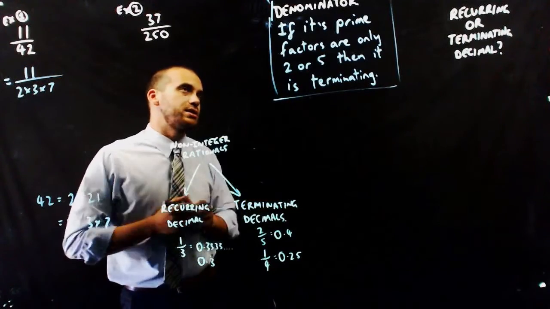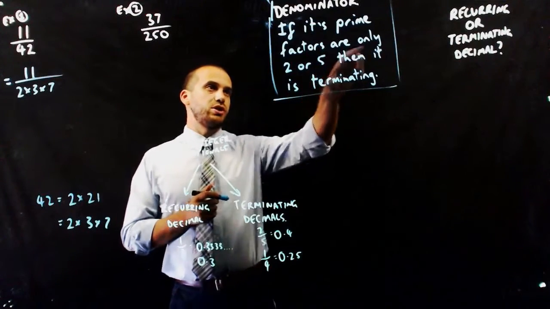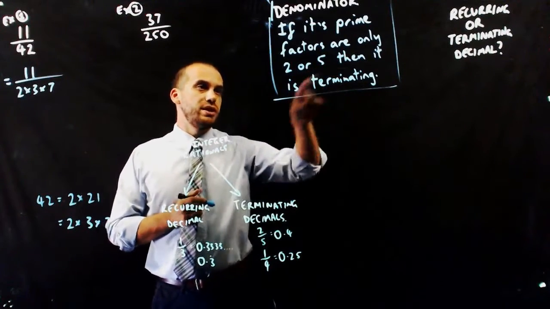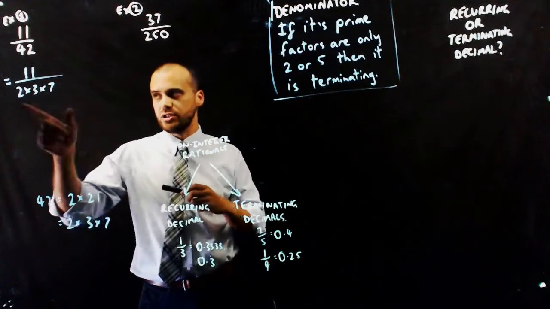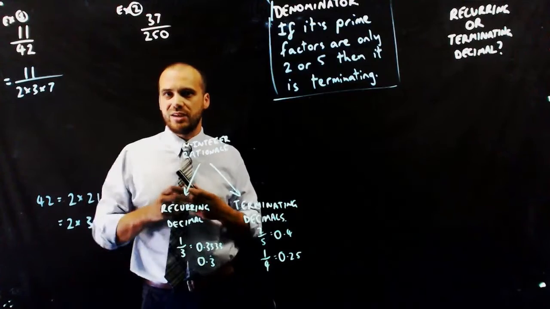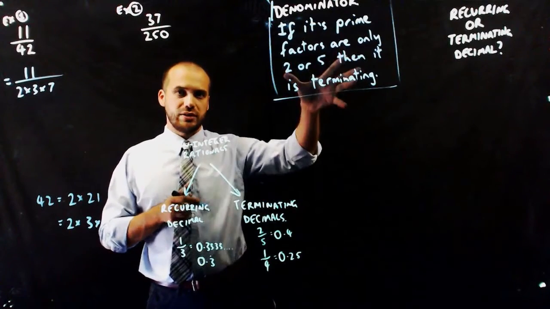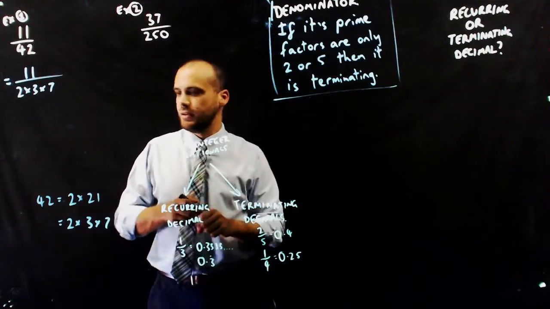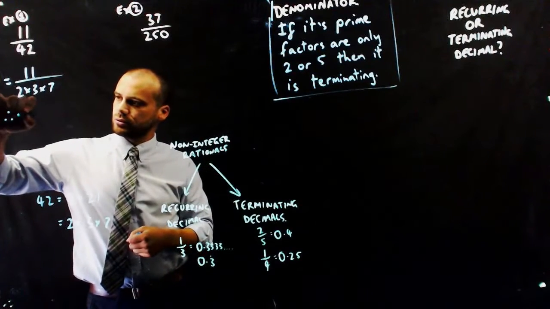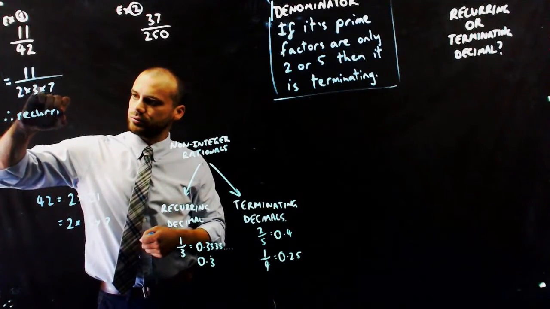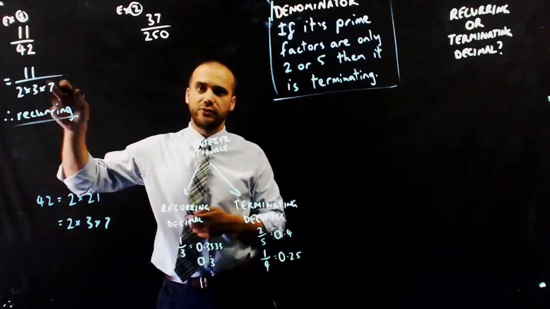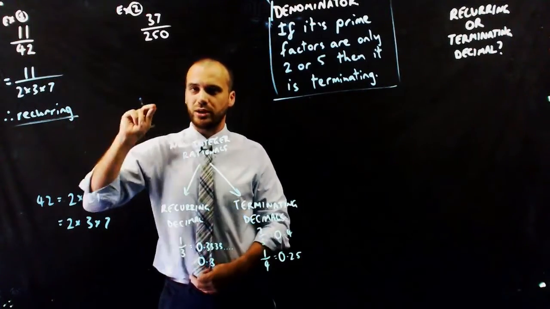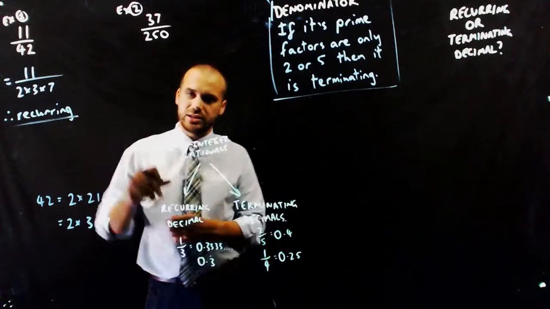Our little rule here says if its prime factors are only 2 or 5, then it is terminating. Well, this one's prime factors, there is a 2, but there's also a 3 and a 7. So it doesn't fit into our definition. So it's not terminating, therefore recurring. I can put 11 over 42 into a calculator, and I know I'll get a recurring number. I'll do that in a second.